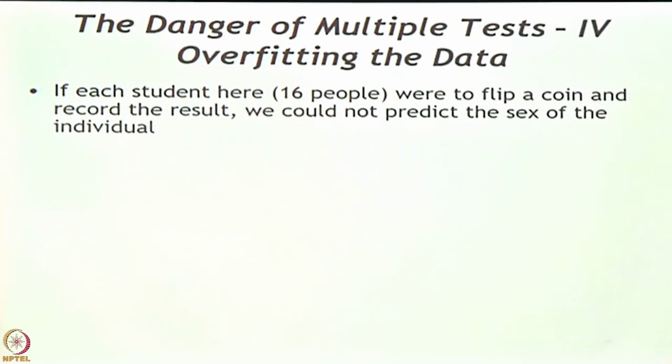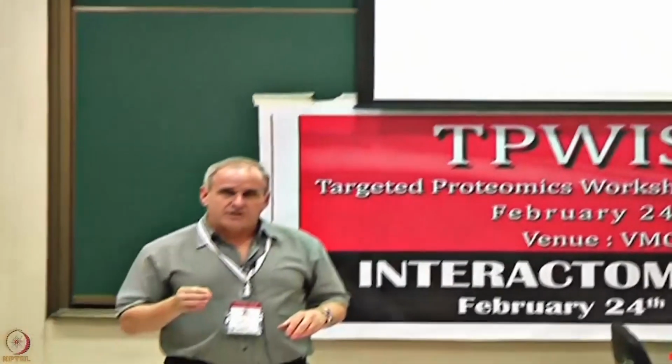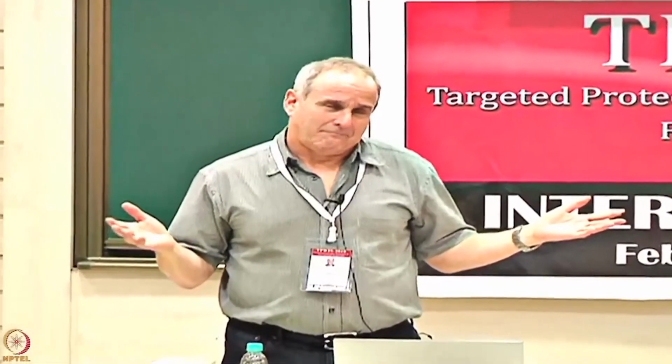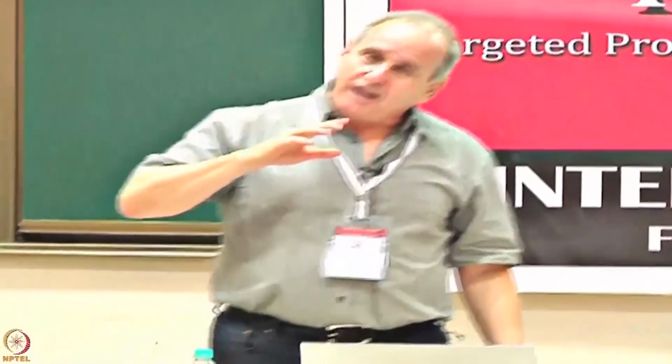And this is a lot like what you would see in an omics study. If I asked every one of you to take out a coin and flip it and mark down whether you got heads or tails, what do you think the likelihood is that the result on the coin would predict the gender of the individual who flipped the coin? Nothing, right?